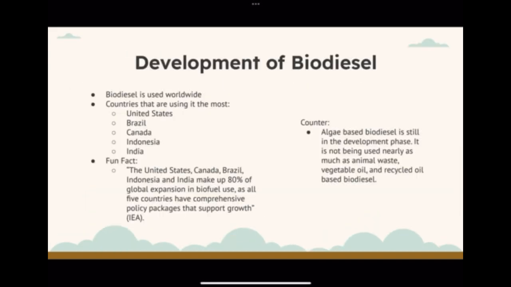Now I will be discussing the development of biodiesel. So biodiesel is used worldwide. Countries that use it the most include United States, Brazil, Canada, Indonesia, and India. And a fun fact is that the United States, Canada, Brazil, and Indonesia and India make up 80% of global expansion in biofuel use, as all 5 countries have comprehensive policy packages that support growth. And a counter to this is that algae-based biodiesel is still in the development phase. It is not being used nearly as much as animal waste, vegetable oil, and recycled oil-based biodiesel.